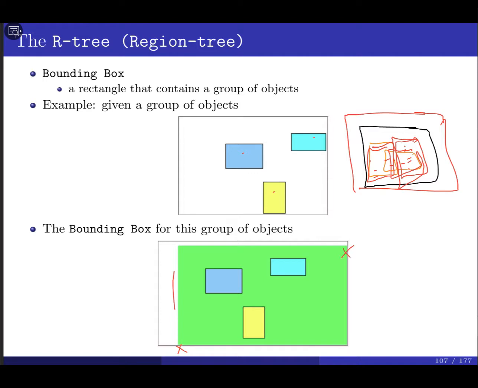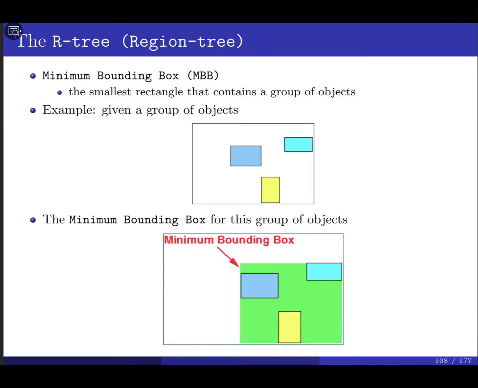We also have what's called the minimum bounding box. For the R tree, by the way, we're only going to use rectangles to represent the data. The minimum bounding box is the smallest rectangle I need in order to contain a group of objects. Most of the time we use the minimum bounding box to represent one object, not a number of objects. So it's the smallest rectangle I can have that contains one object.